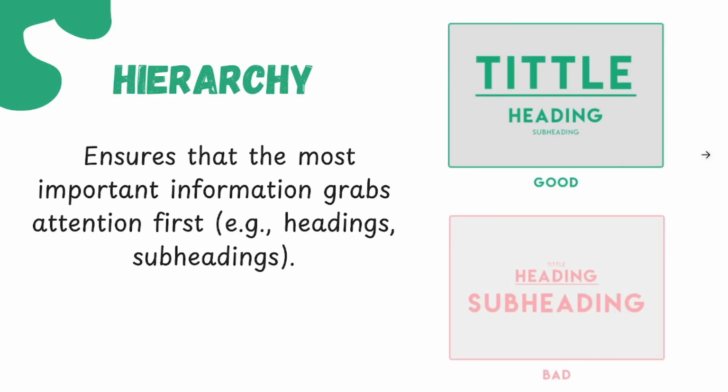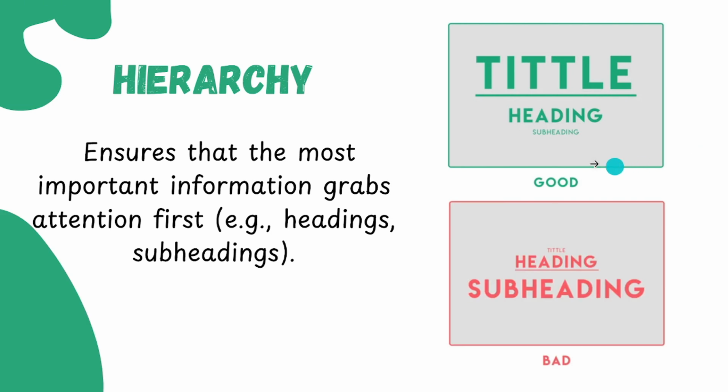So now we have hierarchy, right? Last time we talked about typographical hierarchy, but today we are talking about hierarchy in general. Hierarchy ensures that the most important information grabs attention first. For example, headings, subheadings. So in hierarchy, the most important information that you want to pass across should be what people see first, immediately they look at your flyer or your poster.